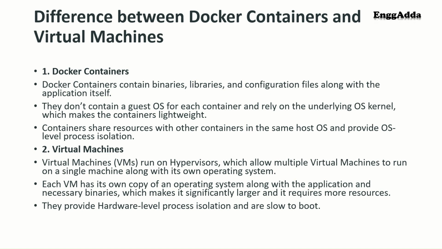Now, containers share their resources with other containers on the same host operating system and provide operating system level process isolation. Because we have only one operating system and many containers running on it, they can communicate with each other. So it is operating system level process isolation, but this is not the case with the virtual machine. Virtual machines provide hardware level process isolation and are slow to reboot.